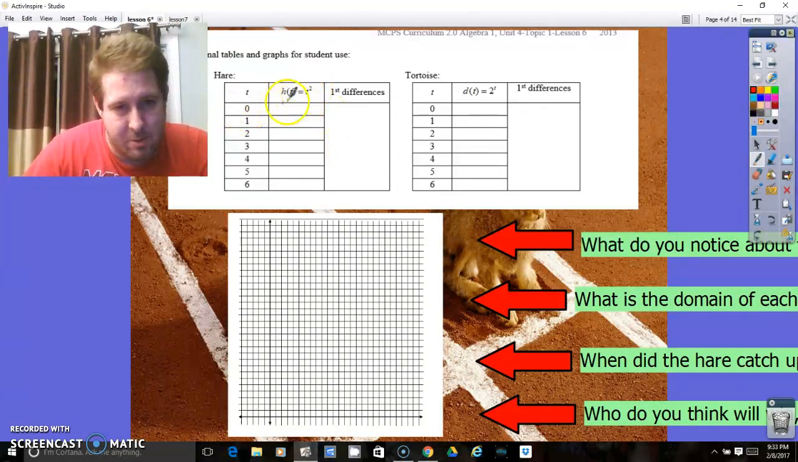So let's pretend 0. 0 squared is 0, 0 times 0. 1 times 1 is 1. 2 times 2 is 4. 3 times 3 is 9. 4 times 4 is 16. 5 times 5 is 25. And 6 times 6 is 36.